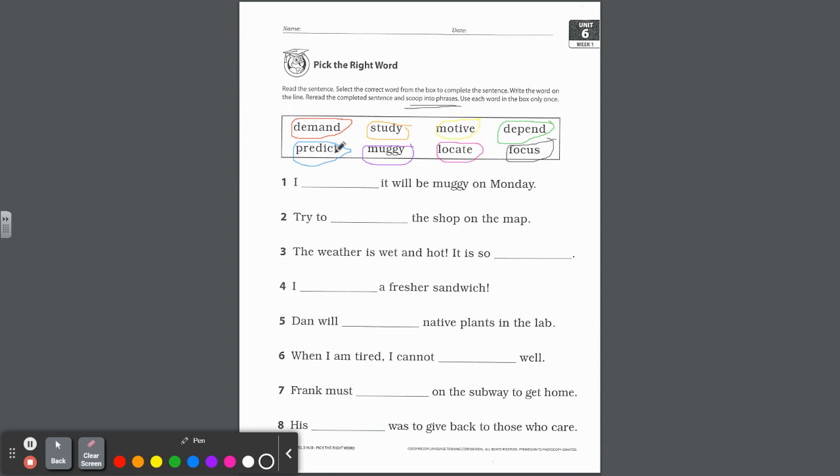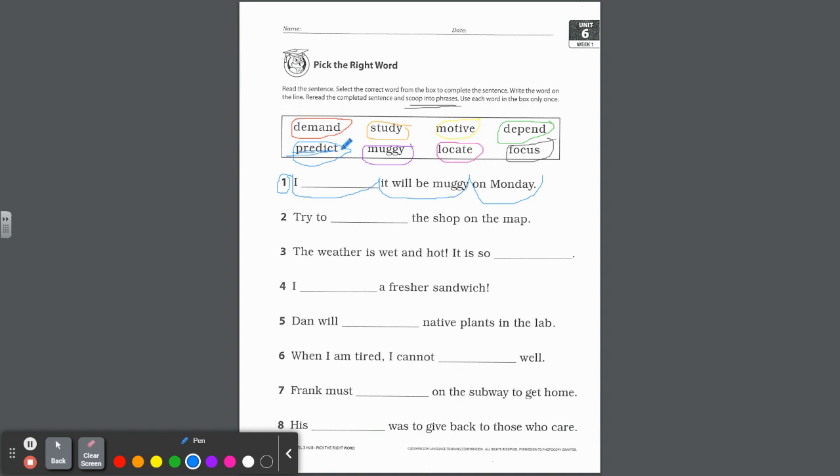You're thinking ahead. You're predicting. Number 1 is I predict it will be muggy on Monday. And when I scoop that, it sounds good when I say I predict it will be muggy on Monday. Very good.